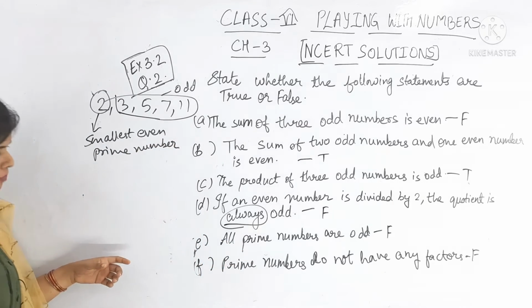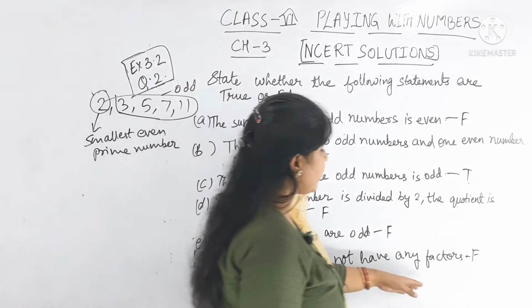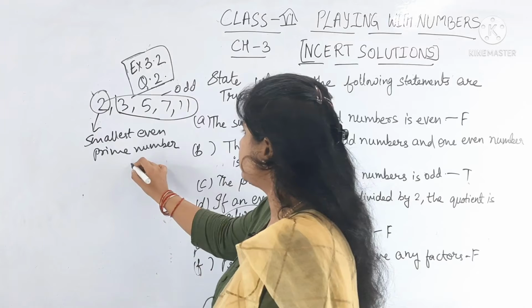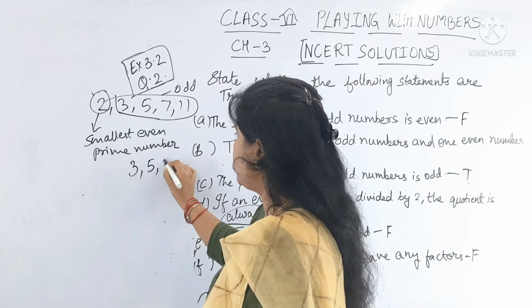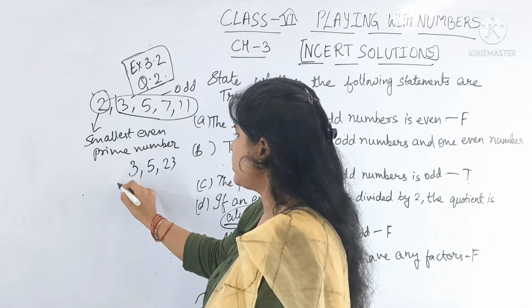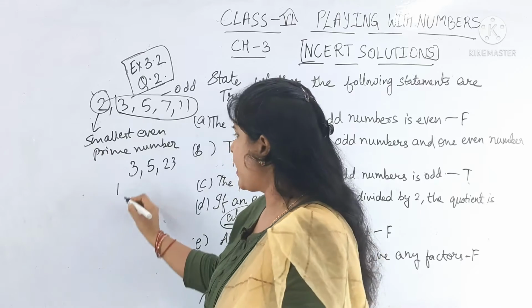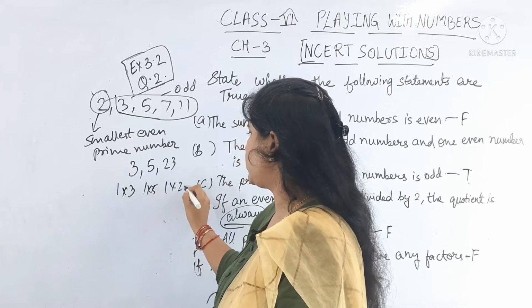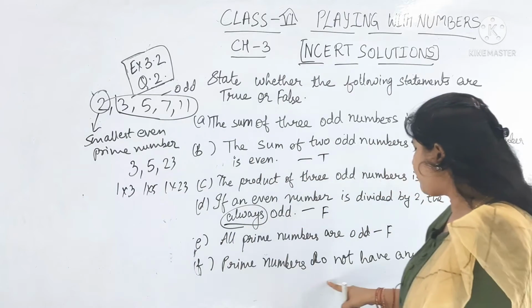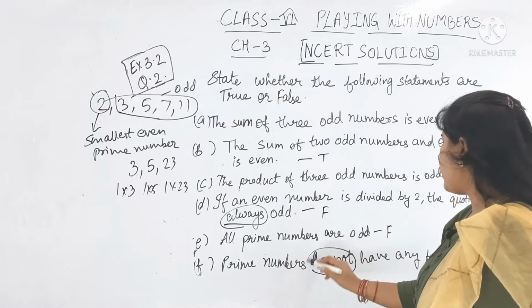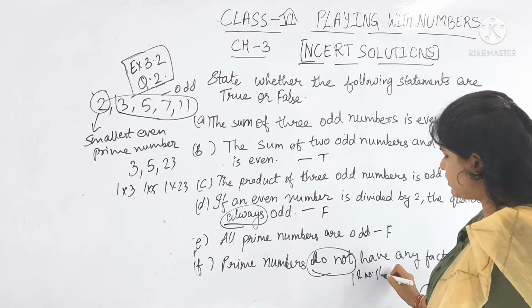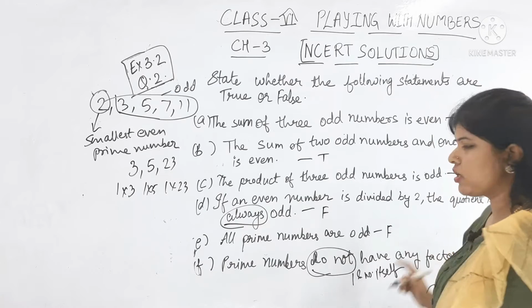Now come to the F part. Prime numbers do not have any factors. So prime numbers we have 3, 5, 23. They have factors 1 and the number itself: 1 into 3, 1 into 5, 1 into 23. Here it is written that prime numbers do not have any factors. But they have 1 and the number itself. So this statement is false.